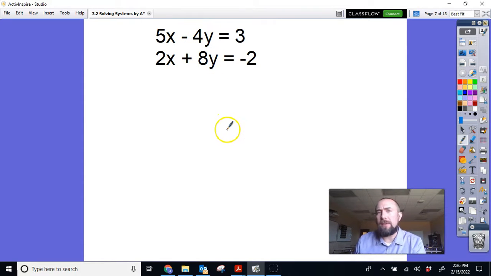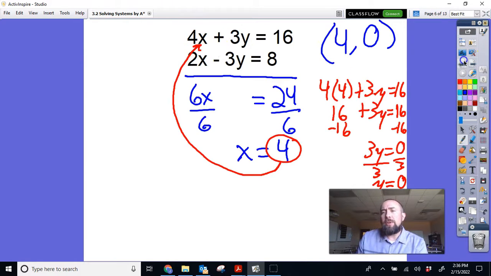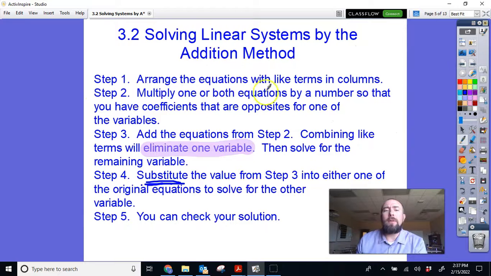Oh, listen to what you just said. A negative 8 and a positive 8 would cancel, wouldn't they? Step number 2 on the steps for solving with the addition method says we multiply one or both of the equations by a number so that you have coefficients that are opposites. Now this is essentially just a polite way of saying make them be opposite. Force them to be opposite.